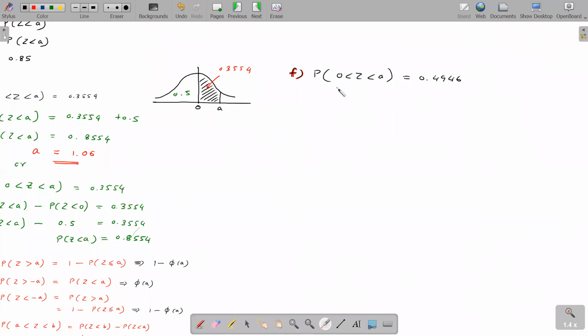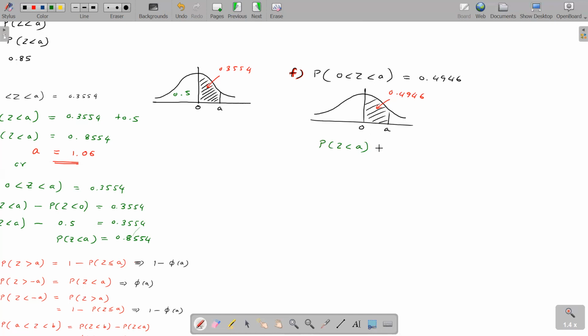Okay, guys, moving on to part F. I think you can see it's very similar to part E. Z between 0 and A, clearly A has to be positive, because Z is greater than 0 and smaller than A means you can't have A on the other side. So this area is 0.4946. How do you get the area? Looking at this probability, you know that you can't go with the second table. You have to go with the first.